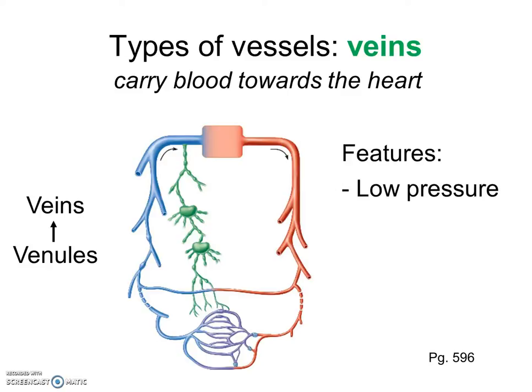So let's talk a little bit about these veins and how they're different than arteries. Veins have low pressure in them, and the reason why is that blood gets all its pressure from the heart. Where your heart pumps is where you're going to have the highest blood pressure, because blood is basically ejected or spurting out of the heart. So right here at the aorta, you'll have the highest blood pressure.